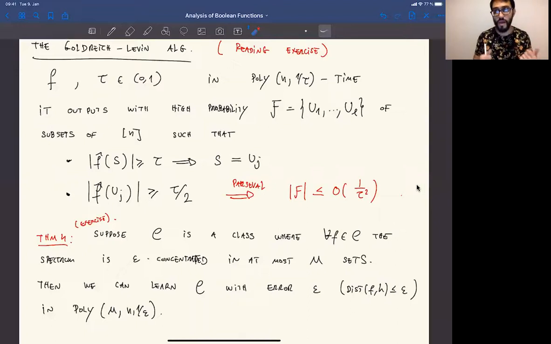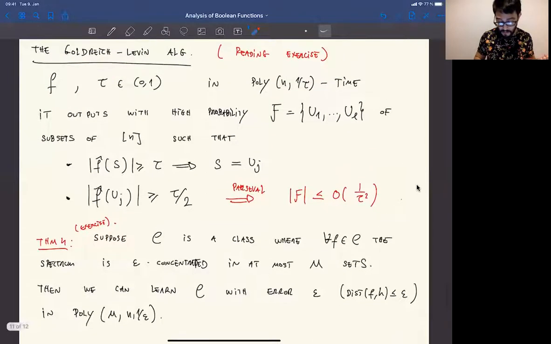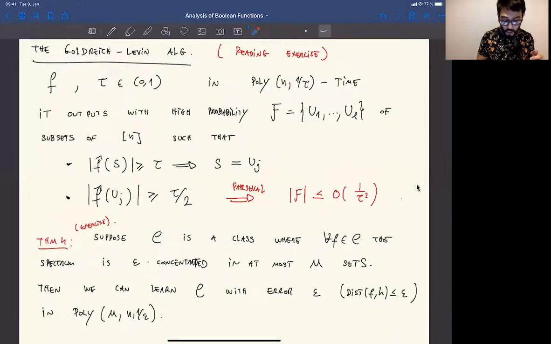And using that theorem and the previous theorem we showed, we can prove, for instance, theorem 4, which I will also leave as an exercise. So if you have a class where you know that for every function in that class, the Fourier spectrum of f is epsilon concentrated on at most m sets, so you have the upper bound for the number of sets where the Fourier transform is concentrated, then you can use the Goldreich-Levin algorithm to come up with a list of those sets.